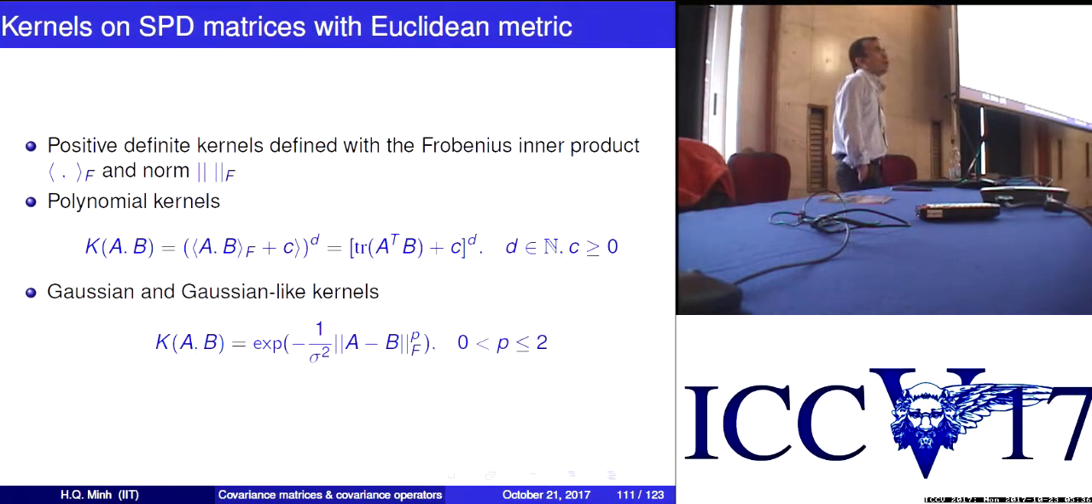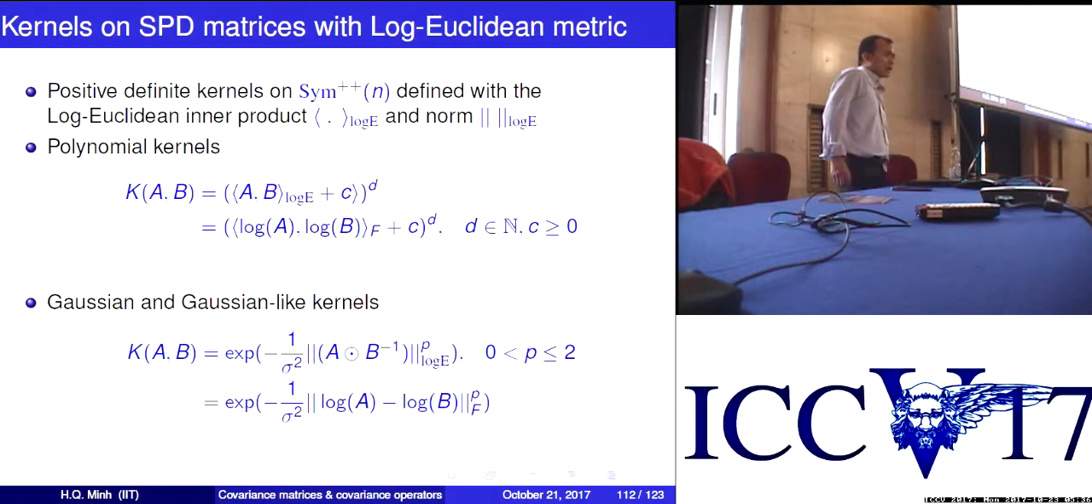Now, if we have the Euclidean metric, then we can simply define positive definite kernels using the Frobenius inner product and norm. We can define K(A, B) as the trace of A transpose B plus c, to the power d, for the polynomial kernels, and we can also define Gaussian-like kernels. These are very simple to compute. We can also compute kernels using the log Euclidean metric, using the log Euclidean inner product and norm. So we also have the polynomial kernels, where instead of the inner product of A and B, we use the log Euclidean inner product of A and B, and the same for the Gaussian-like kernels. Of course, the second one is more computationally intensive than the first one, but it tends to perform a lot better in practice.